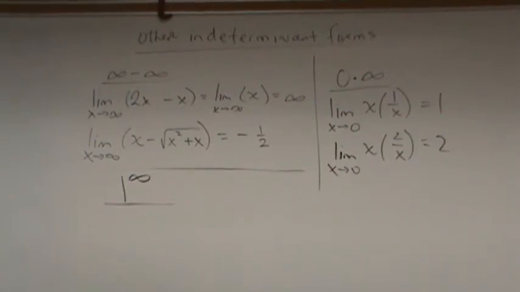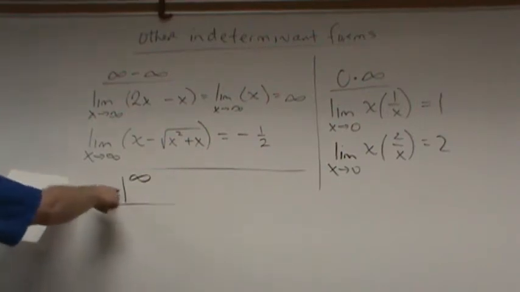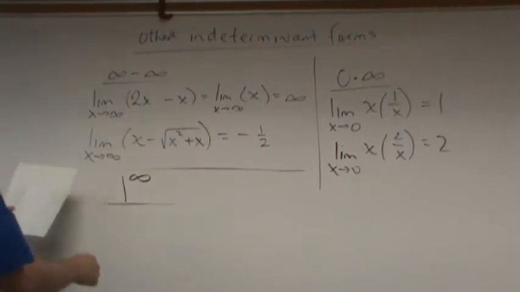Not infinity. Slightly less than 1. You've done this on your calculator before, haven't you? 0.9 times 0.9 times 0.9 times 0.9. What do you eventually get to? 0. You see? So again, it depends how one-ish your 1 is and how infinite your infinity is.